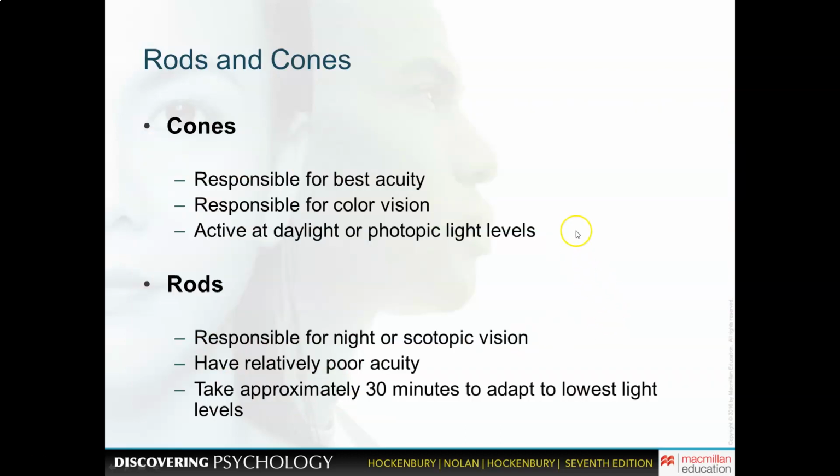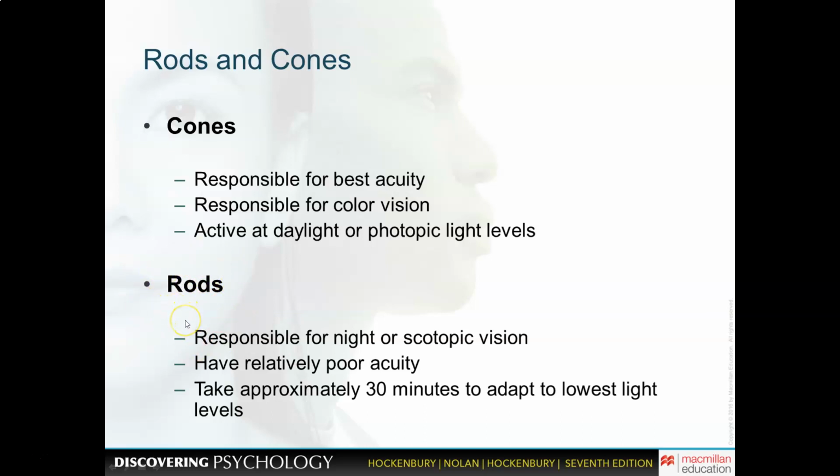So, what do the rods and cones do? First of all, the cones process our color vision, and they are active whenever we're in daylight or well-lit rooms with lots of light. It's our cones that are functioning. But once we get into a dark room or the sun goes down and it starts getting darker, then our rods will start to kick in. They'll start to function.